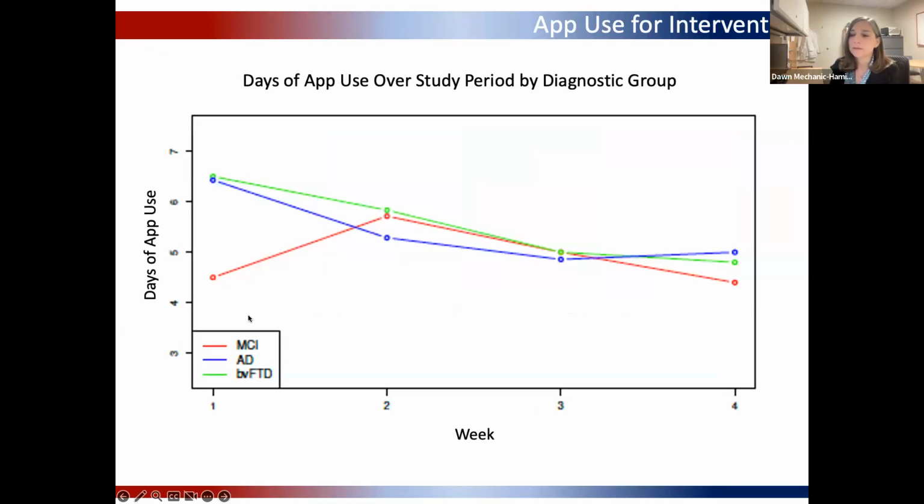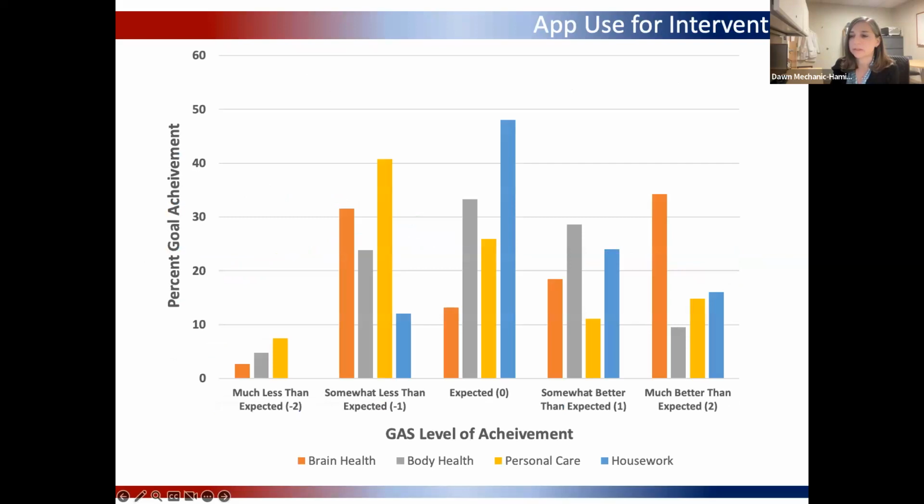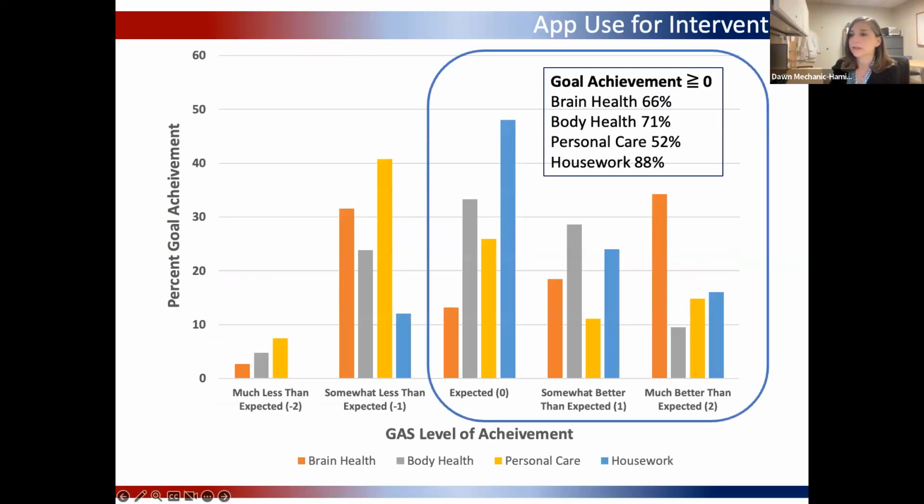When we looked at the folks who were in our group who had MCI, AD, and bvFTD, we had, I believe it was 8 in each group, 8 dyads. We saw that they used the app, which was programmed with their individualized goals. And they used it over the 4 weeks that we had them, they had the app at home. The use decreased a little bit over time, but even at the end, they were continuing to use it, which was good to see. And so that was in 4 weeks of intervention.